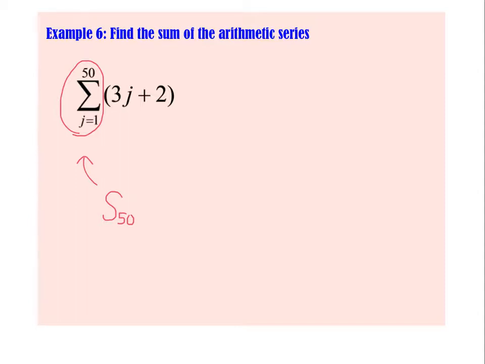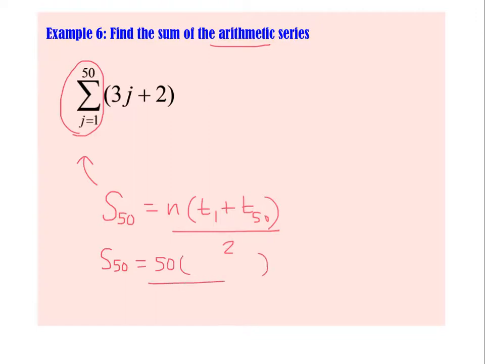Okay, so we were told that this was an arithmetic sequence, so we know that the formula is going to be n times T1 plus T50 over 2. So in that case, this n right here is 50 as well. So let me put that in. So S50 equals 50 times T1 is going to be the first term. So we're going to need to solve for that really quickly using this formula here.